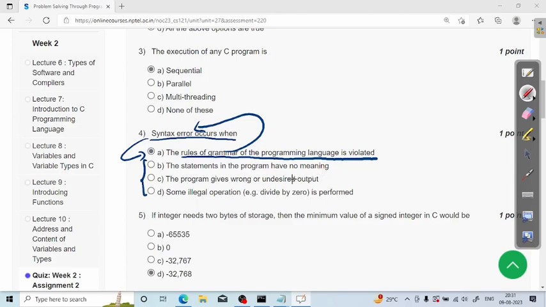then also we cannot say there is a syntax error. Similarly, if the program gives wrong or undesired output, in that case also we cannot say there is a syntax error. And if some illegal operations are performed, like divide by zero, in these three cases there is no meaning of any kind of syntax error, because syntax error actually means the first option, that is, the rules of grammar should not be violated. If they are violated, then we say that there is a syntax error.